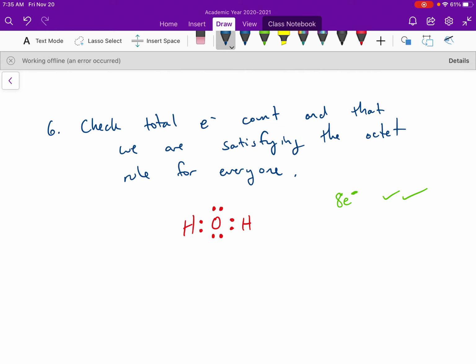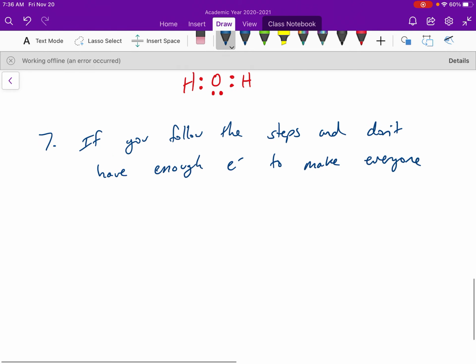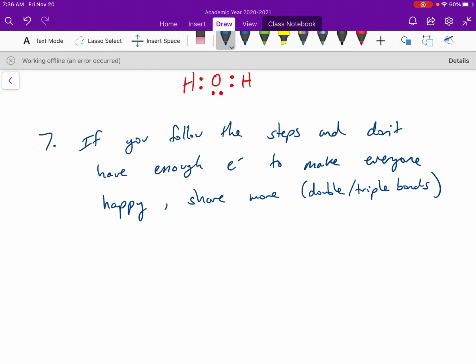Okay, now here's the tricky part. Last one. If you follow the steps and don't have enough electrons to make everyone happy, share more. In other words, double or even triple bonds. So I'll show you one of those, and then you guys can try some of these on your own. So here's an example.